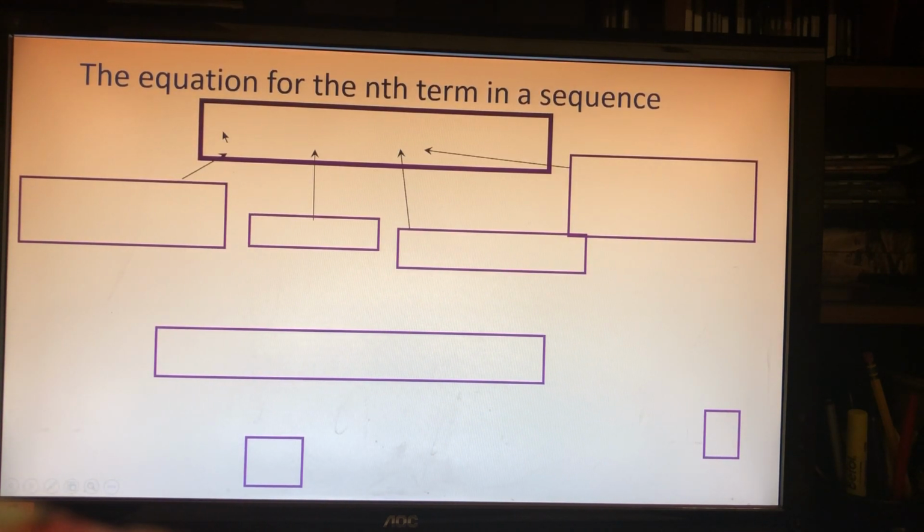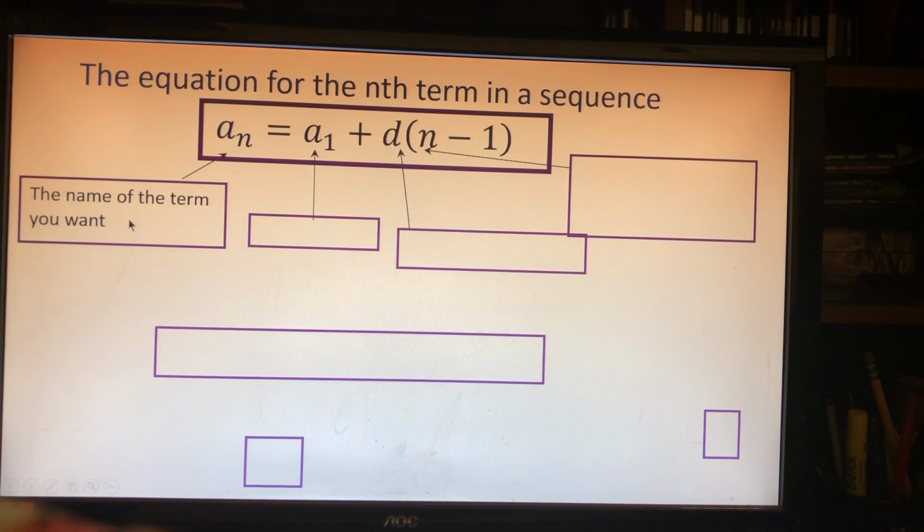So back to that equation that I really didn't give you enough time to write down before, and you should try to memorize it now so you don't have to do it later. A sub n is your nth term, the one we're looking for. We don't know what it is yet. And a sub 1 is your first term. In our last sequence it was 3, but whatever sequence you got, it's just the first term.